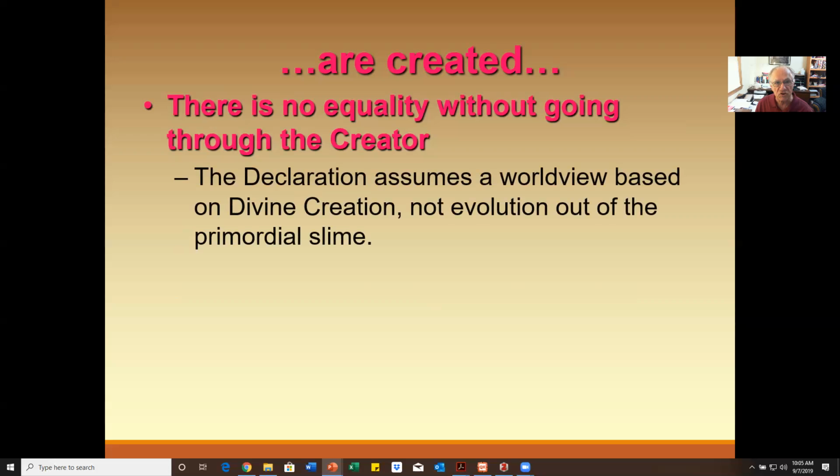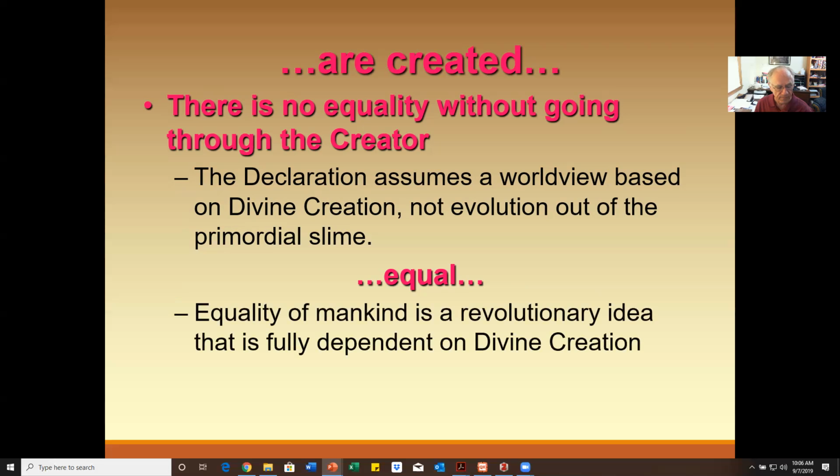The Declaration assumes a worldview based on divine creation, on the equality and dignity and value of human life. It did not assume a worldview based on some evolutionary process where we came out of the lake equal with all other fish. That is not at all what our Declaration assumes. It assumes that we were created by a Creator, and that's what made us equal. To get to equality, you have to go through the Creator.